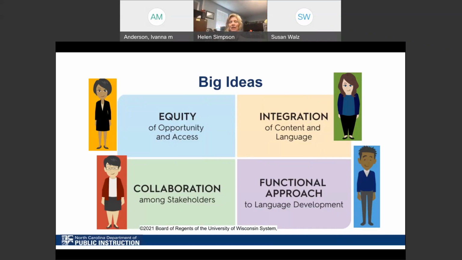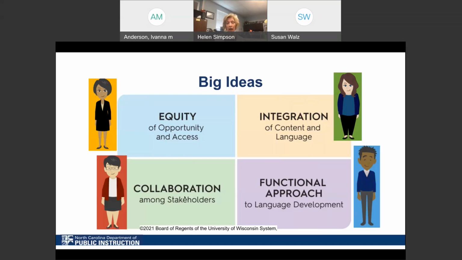The second big idea that WIDA brings to the table is integration of content and language. And so the new ELD framework makes those two concepts of content and language integrated. It's like two sides of a coin. You can't have one without the other. And so content serves as a vehicle or means for learning language, and language serves as the means for learning content. And this is particularly highlighted in our new standards.